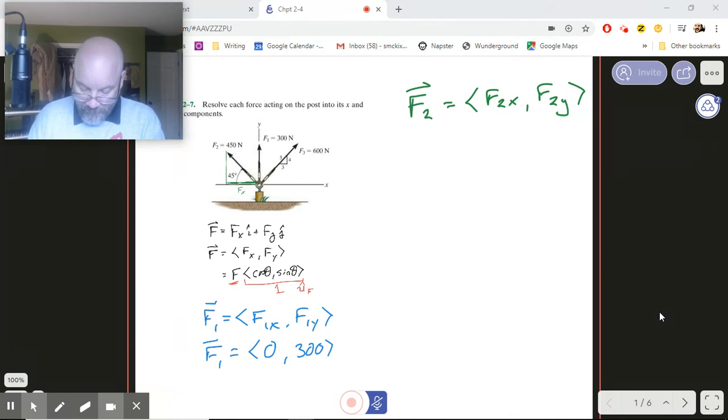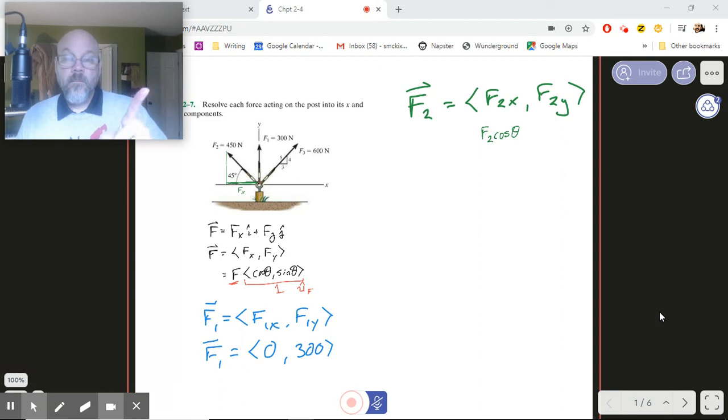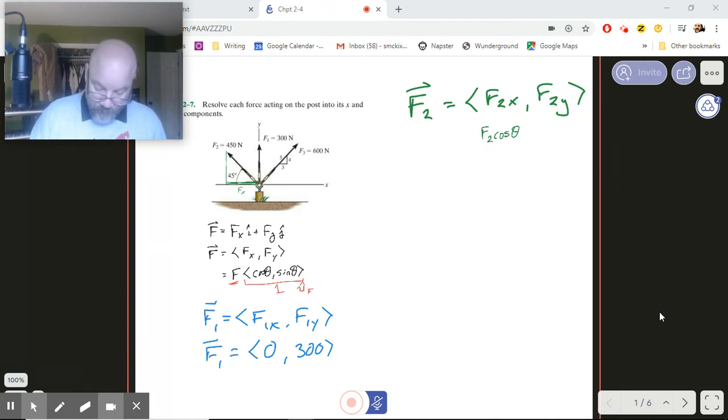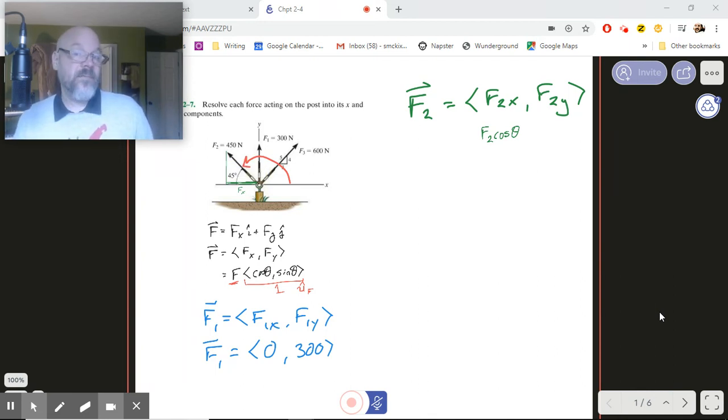So let me put that over here. I'm going to have F2 cosine theta. Now, theta happens to be 45 degrees. We'll stick that in just a second. We also need to take into account whether it's left or right. The cosine theta alone doesn't necessarily help us, unless we define theta from the positive x-axis. Then that'd be 135, and cosine of 135 would be negative. Either way, we need a negative sign right there.